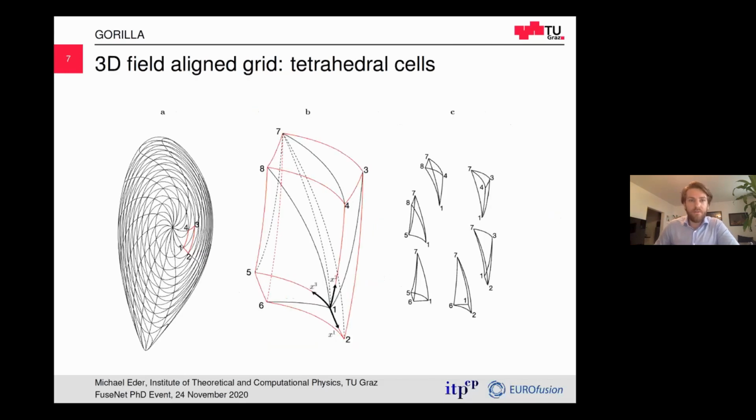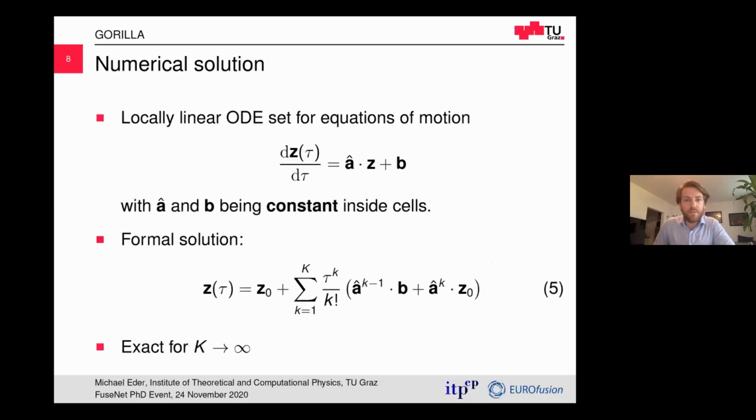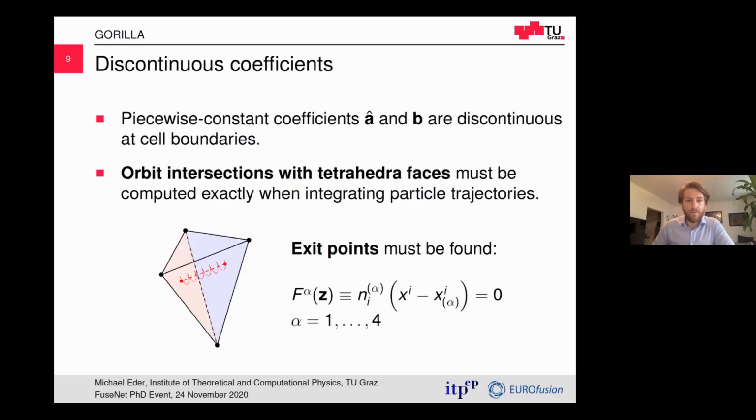Now here you can see our 3D field aligned grid. So this is basically the mesh that I described before that is aligned to the electromagnetic field. And here on the right, you see how we split our space to obtain 3D tetrahedral cells. And this linear ODE set is then solved in one of those single cells. So how do we solve this linear ODE set? We have now our coefficients A and B, and they are constant inside such a single cell. That allows us to write the formal solution of this problem with this power series here. And this is exact if k goes to infinity, but it also allows us for truncating and giving approximate solutions.